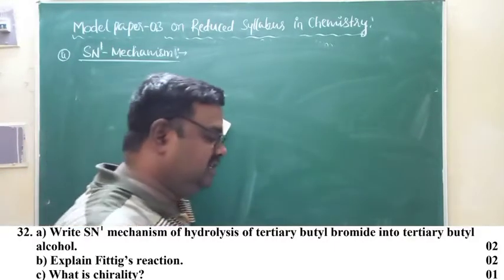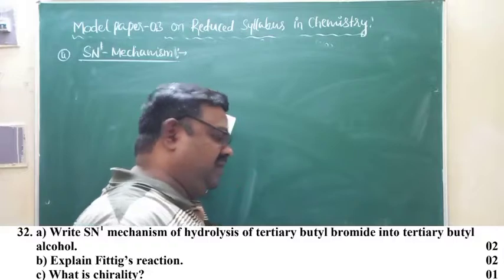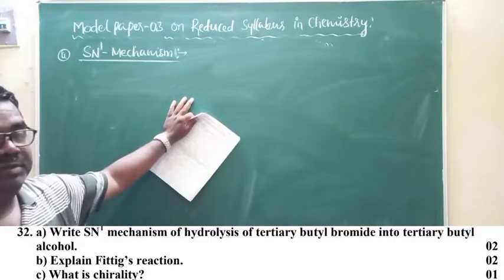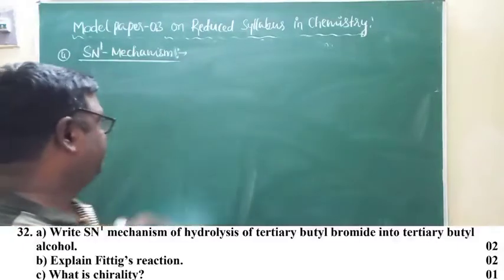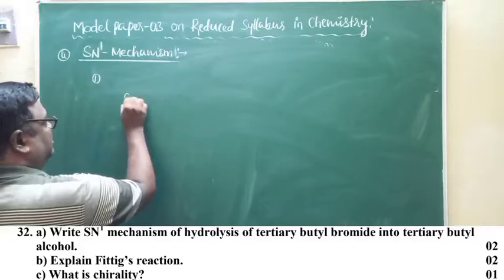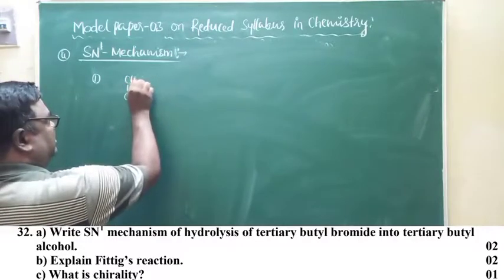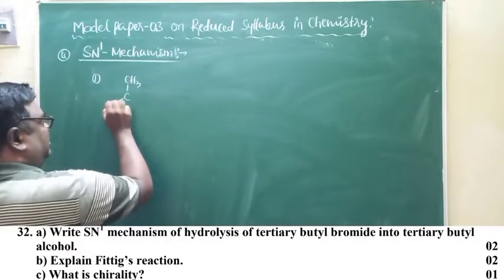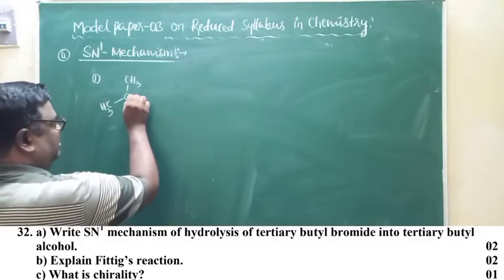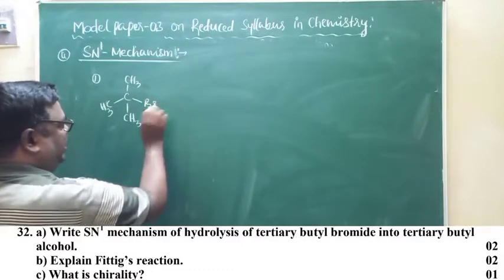The rate of reaction is directly proportional to the first power of molar concentration of haloalkane only, and it is independent of the molar concentration of nucleophile. Look at the first step, that is formation of carbocation, right? And this is tertiary butyl bromide. Yes, I'm writing. This is tertiary butyl bromide.